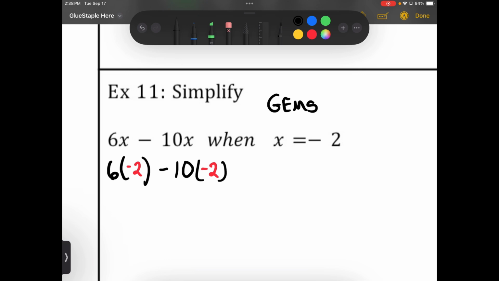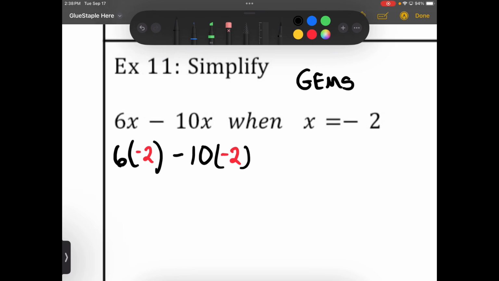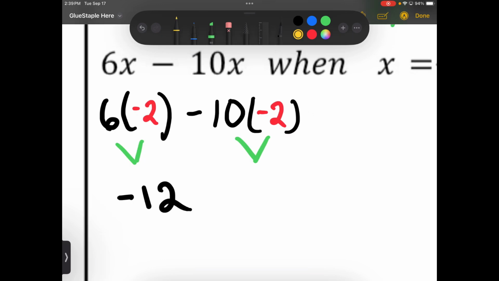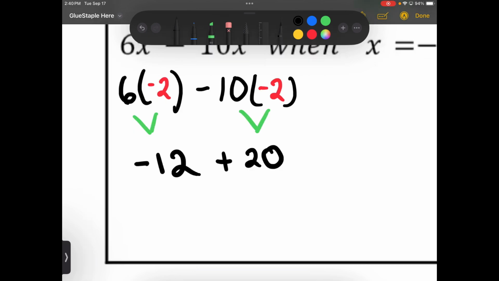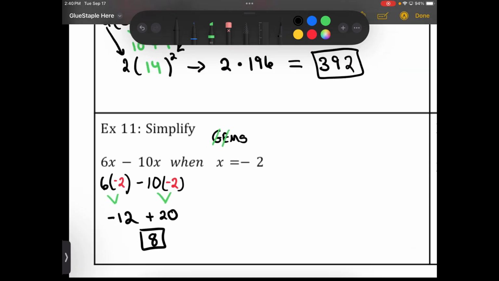Okay, your first step should have been to plug in -2. 6 times -2 minus 10 times -2. Now we're following order of operations. There's no grouping. There's no exponents. 6 times -2, -12. Look at the 10, not as 10, but as a -10. And do -10 times -2. Positive 20. -12 plus 20, positive 8. Good job, guys.